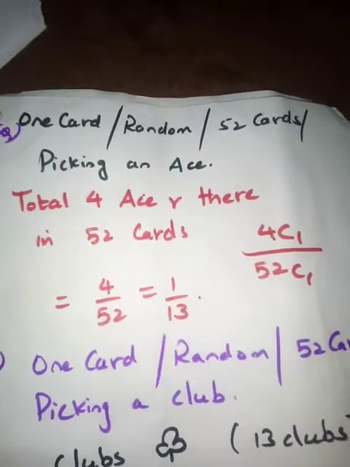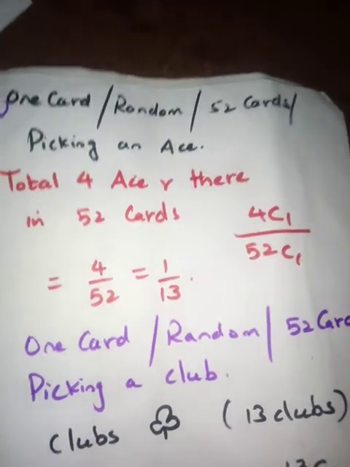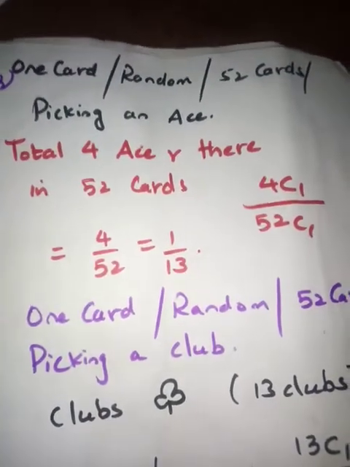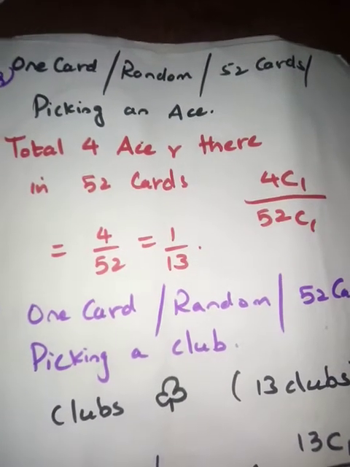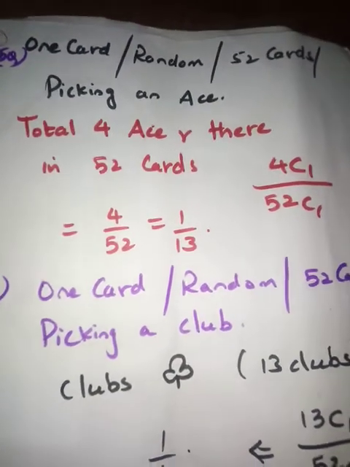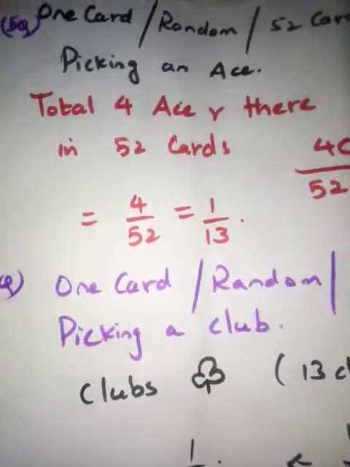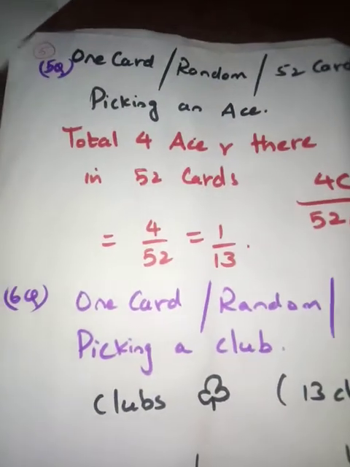One card is picked up at random from 52 cards. What is the probability of picking an ace? So let us go back to the original diagram.